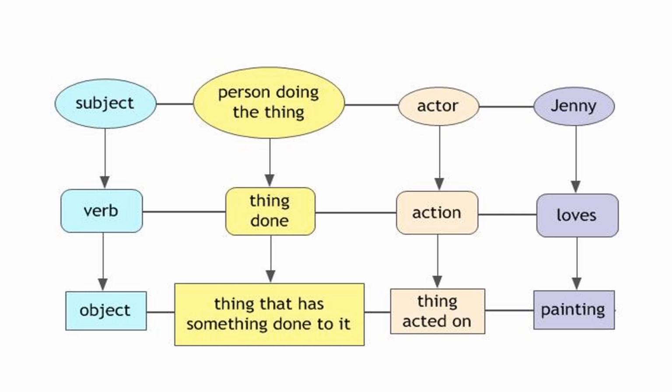So we can call the subject our actor, the verb our action, and the object the thing acted on. In the end, there is a sentence: Jenny loves paintings. In this sentence, Jenny would be the subject, loves would be the verb, and paintings would be our object. So this is a usual or normal sentence pattern of an English sentence. Now let's see further.